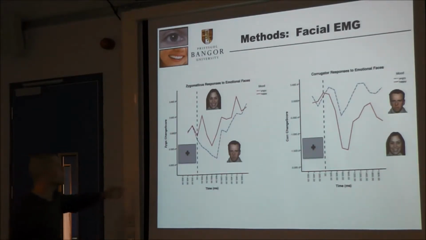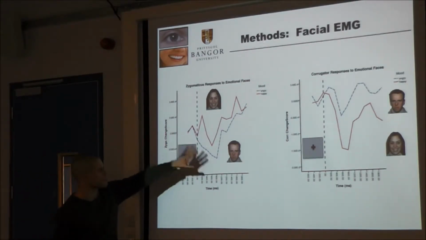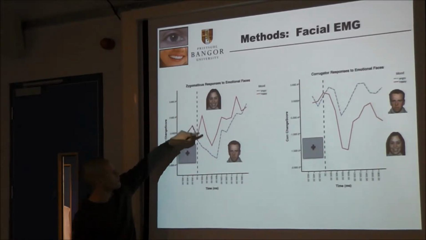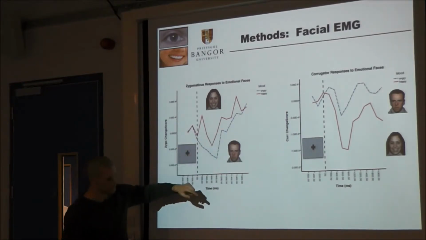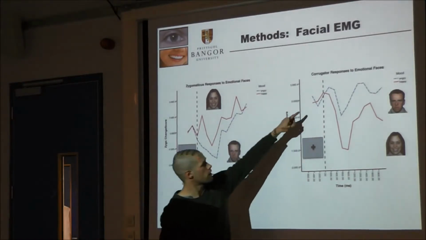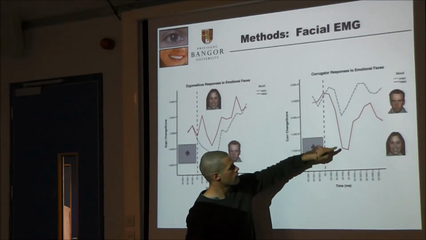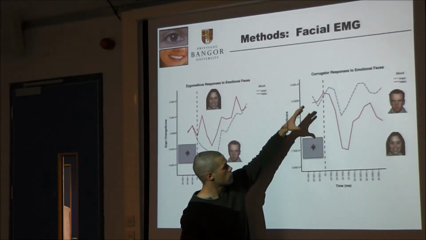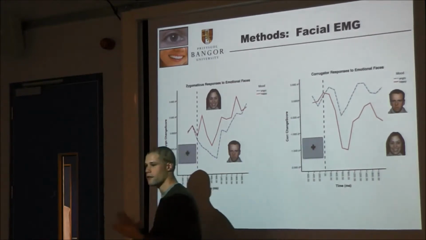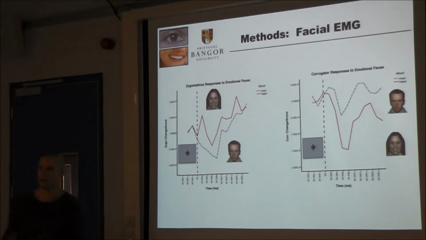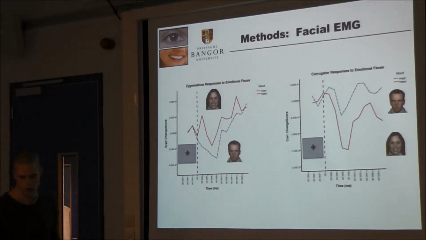So when we present a fixation cross followed by the presentation of the emotional face, if that emotional face is happy, we see more activation in the zygomaticus than if the emotional face is angry, this blue dashed line. And in the corrugator, we see the opposite. If the emotional face is angry, we get more activity in the corrugator than if it's happy. And this division is occurring within a few hundred milliseconds of the onset of the stimulus. So we're seeing this very rapid facial mimicry, this very rapid simulation of somebody else's emotional state.